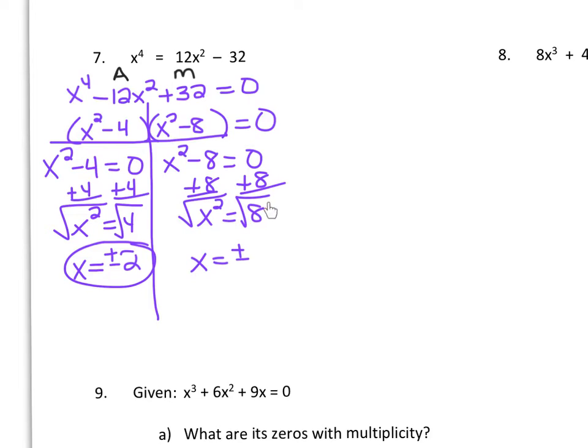Now, since 8 is not a perfect square, we want to break this up into 2 separate radicals, where in this radical, you're going to put the biggest perfect square that divides evenly into 8, and then this will just be our leftovers. So the biggest perfect square that divides evenly into 8 is 4. So I'm going to put a 4 in this one. And then isn't 4 times 2, 8? So I'm going to put a 2 in this one.